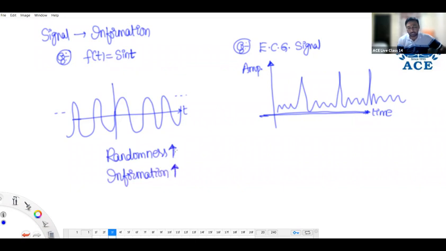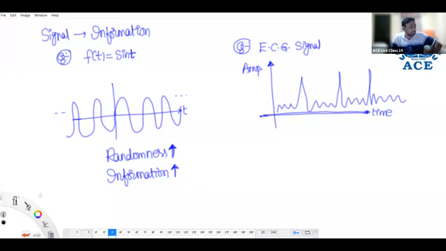Whatever is random for us, from that we are extracting some information. More randomness carries more information. Whatever we don't know, from that we will extract more information. The less we know, the more we learn. If randomness increases, information content also increases.